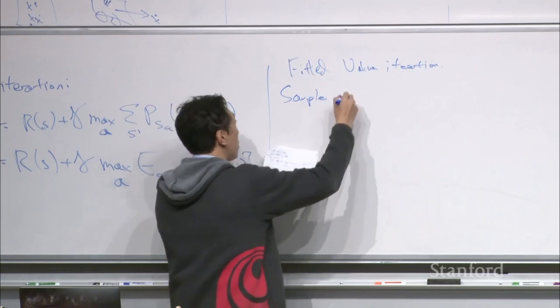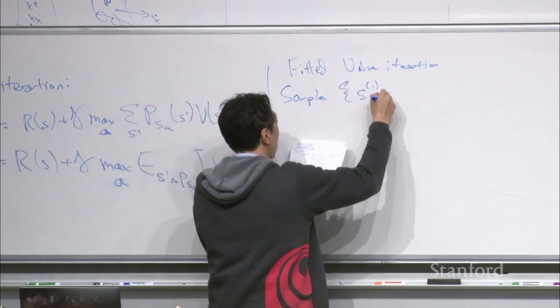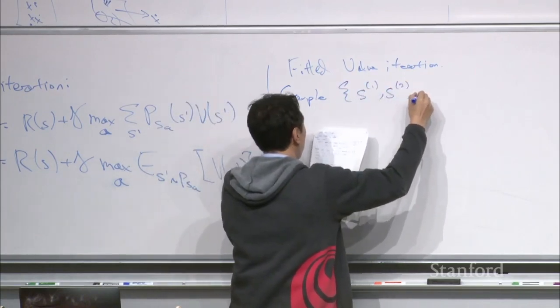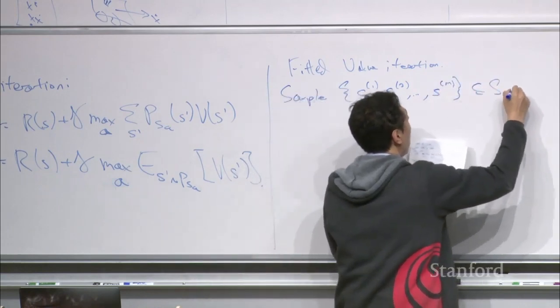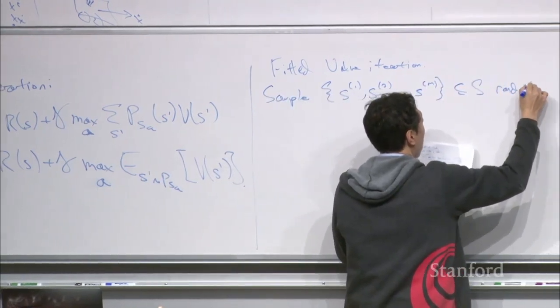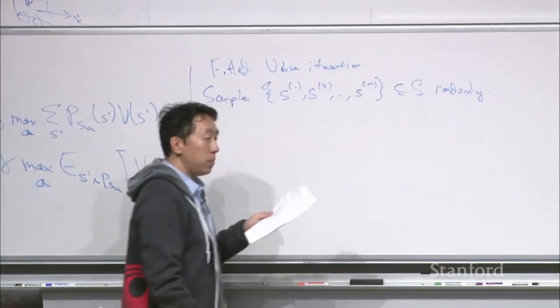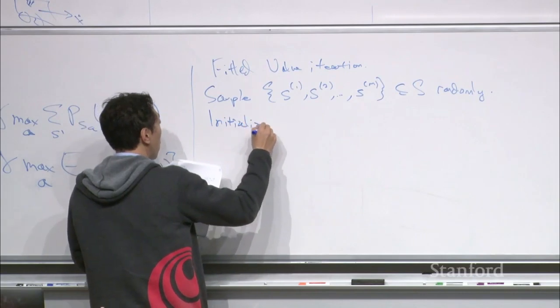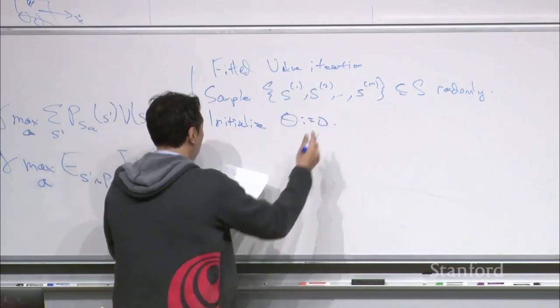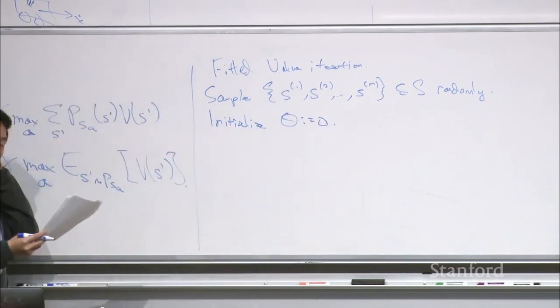So first, let's choose a set of states randomly, and let's initialize the parameters theta equals 0. Okay?